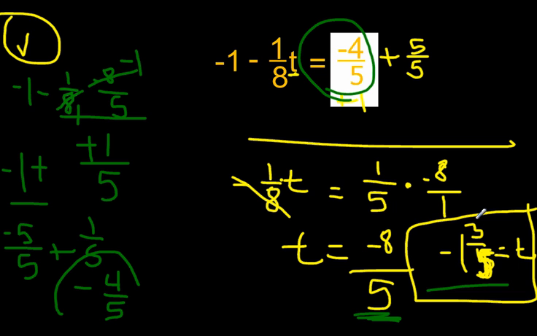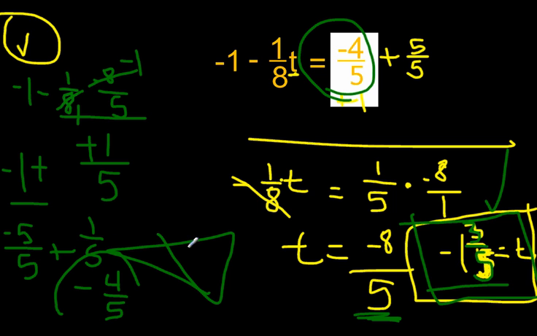I told you fractions were your friends. Negative 1 3/5 is absolutely the solution to your equation. Rock it out. Great work.